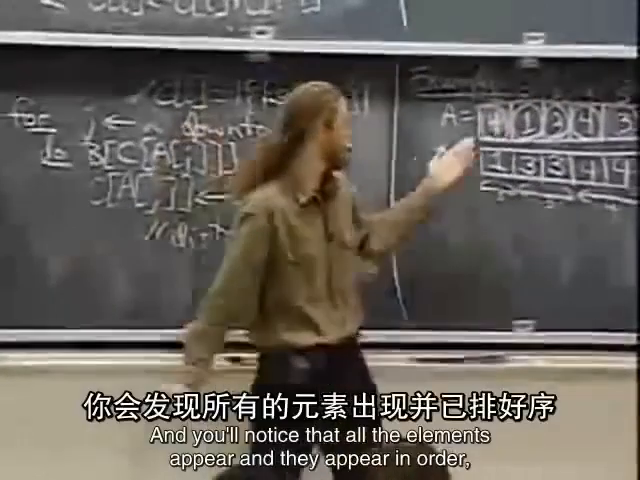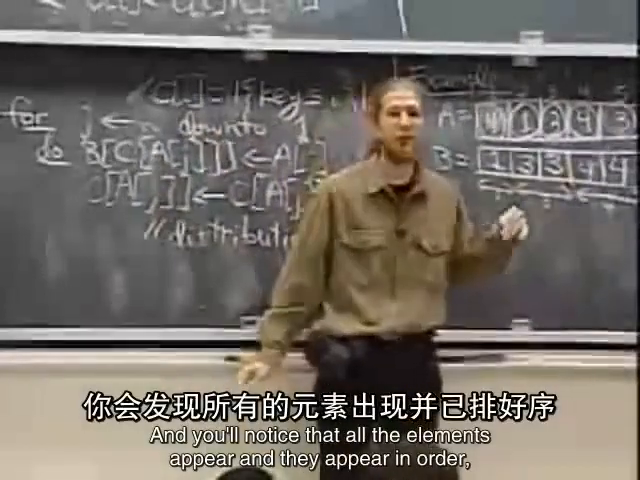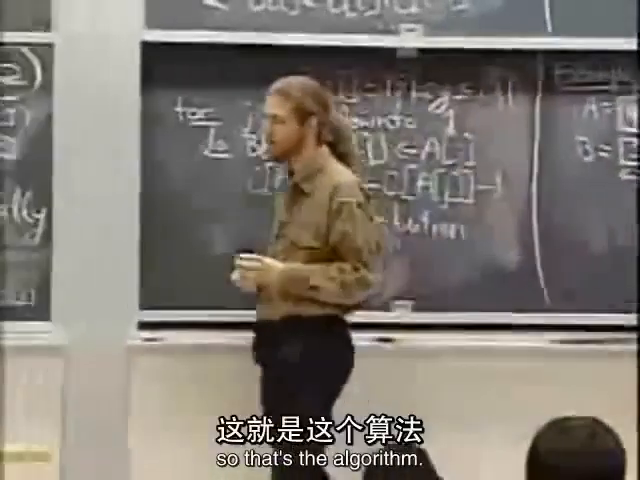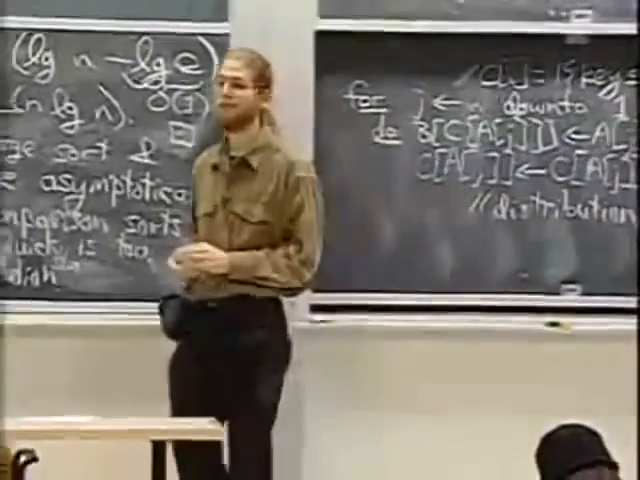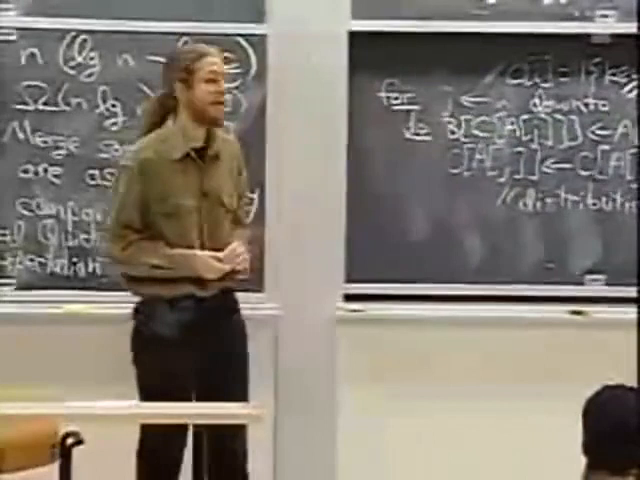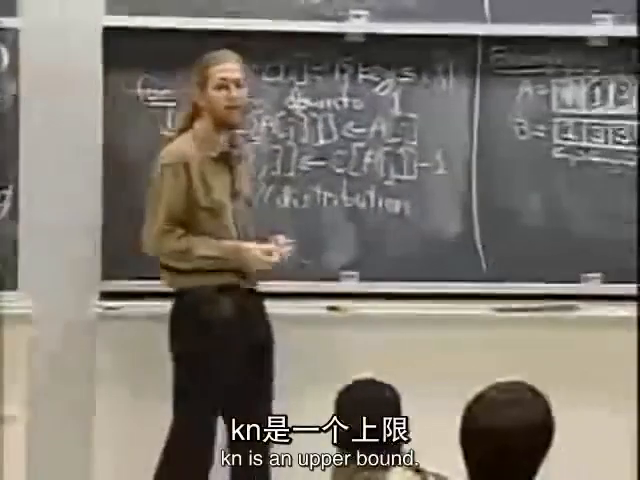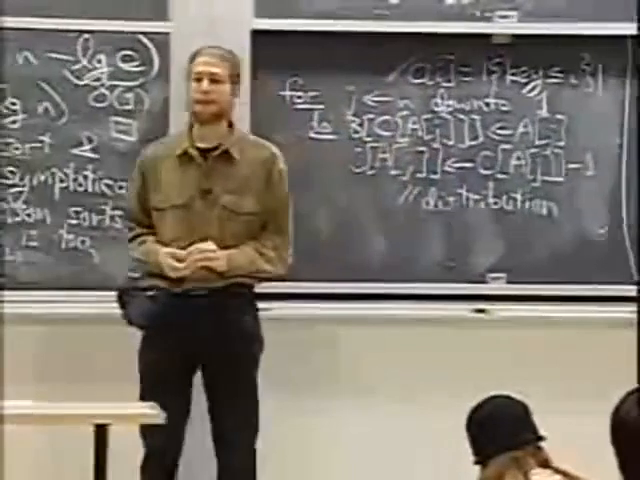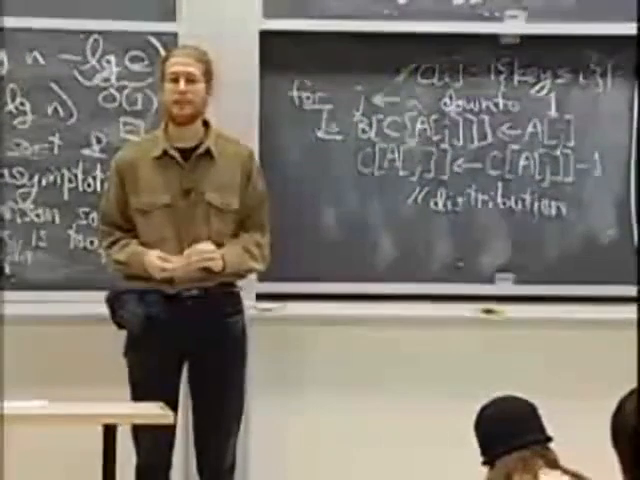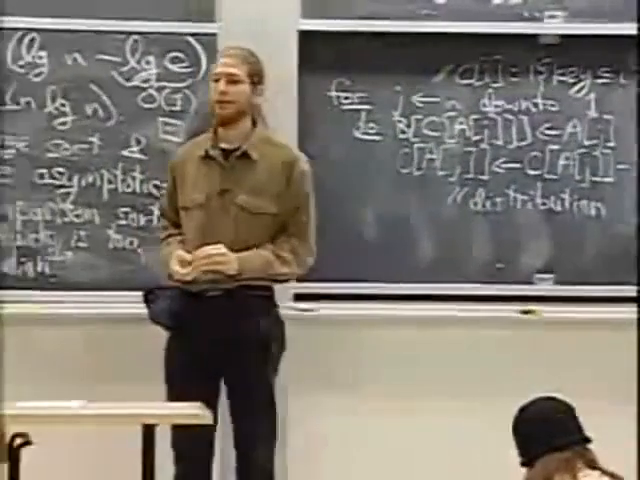Okay, so that's counting sort. And you notice that all the elements appear, and they appear in order. So that's the algorithm. Now, what's the running time of counting sort? Kn is an upper bound. It's a little bit better than that. Actually, quite a bit better. This requires some summing.